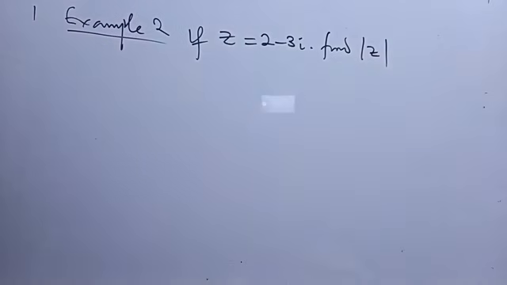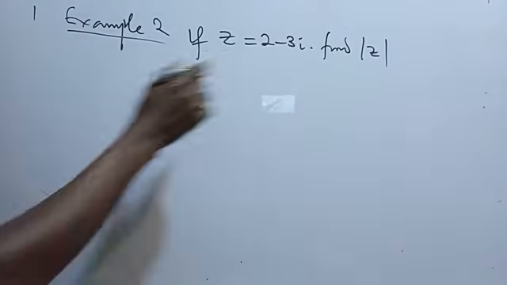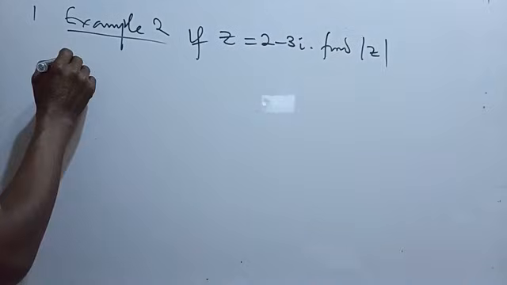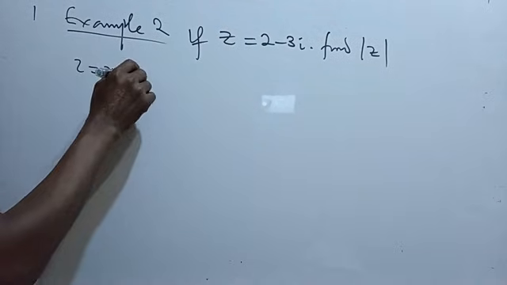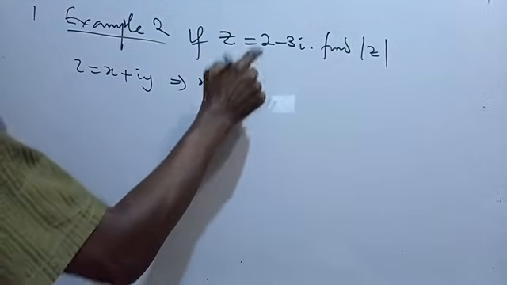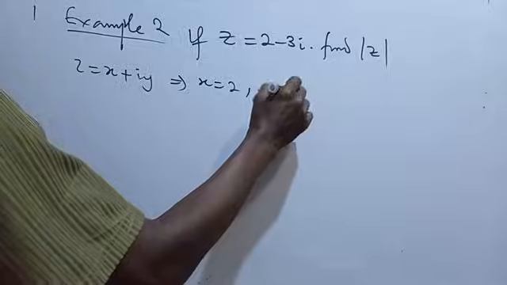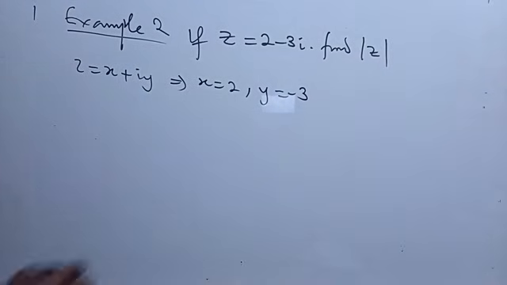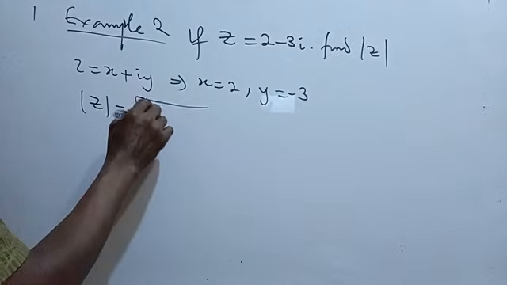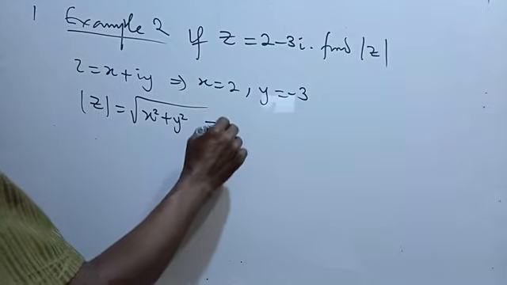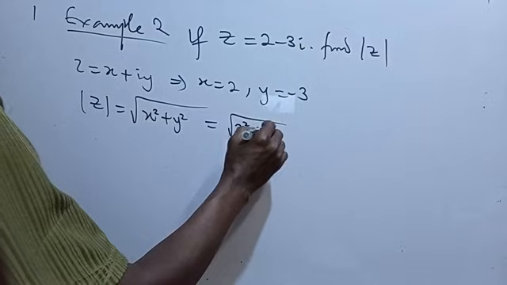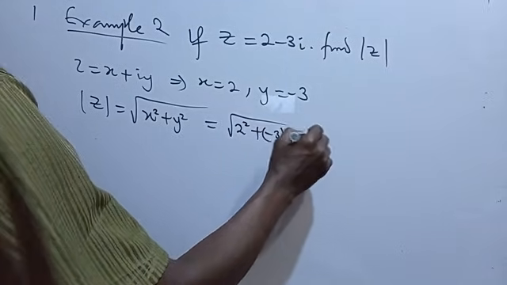Like I've explained to you now, the modulus of z is what? Like I told you, compare this with z equals to x plus iy. So that implies what? x is equals to what? 2, yes, and y is equals to minus 3. Okay, and since the modulus of z is equal to the square root of x squared plus y squared, that implies 2 squared plus minus 3 squared.